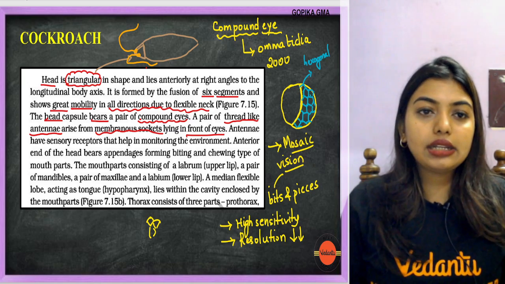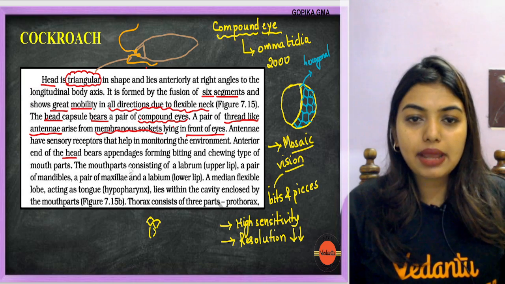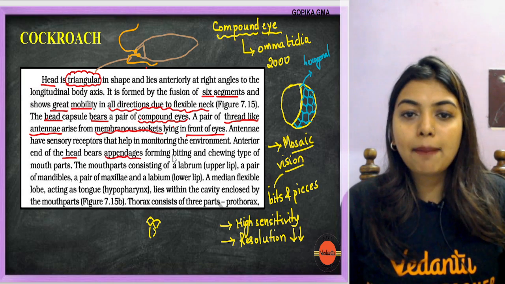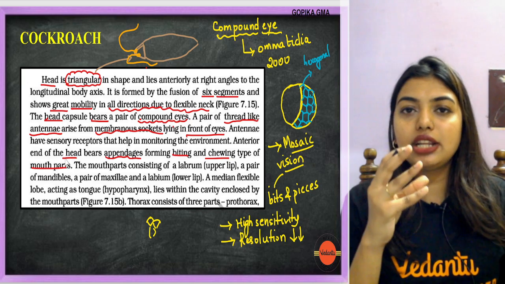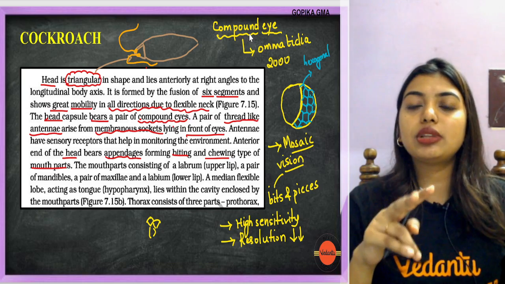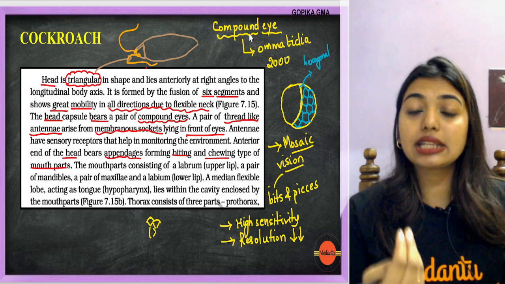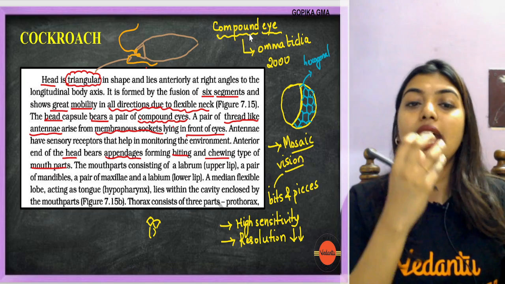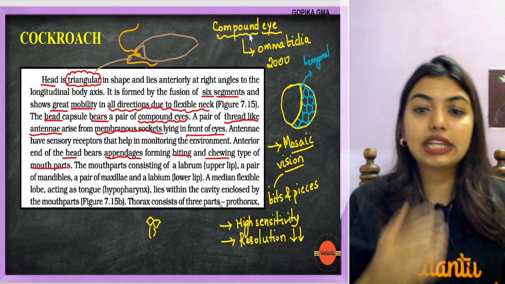So anterior end, very important. Anterior end of the head bears appendages forming biting and chewing type of mouth parts. So for the head region, what all did we see? We saw that they have compound eyes. We understood they have antenna which has sensory receptors on them. The next thing is they have mouth parts, and in the mouth parts they have something that will help them in biting and chewing as well.